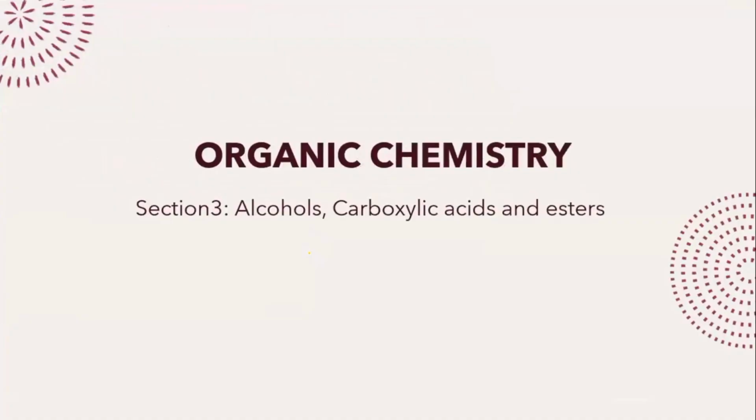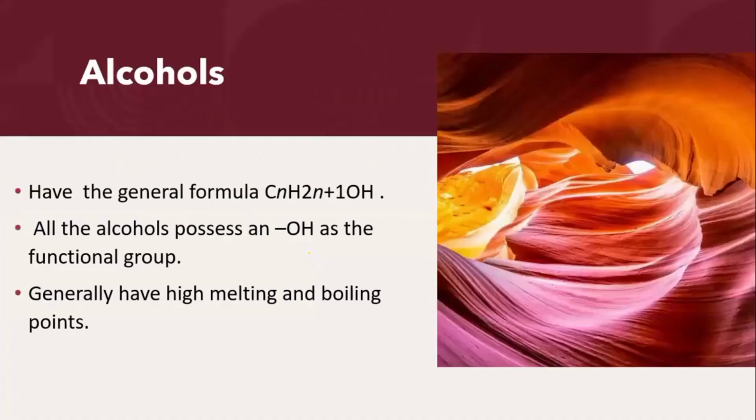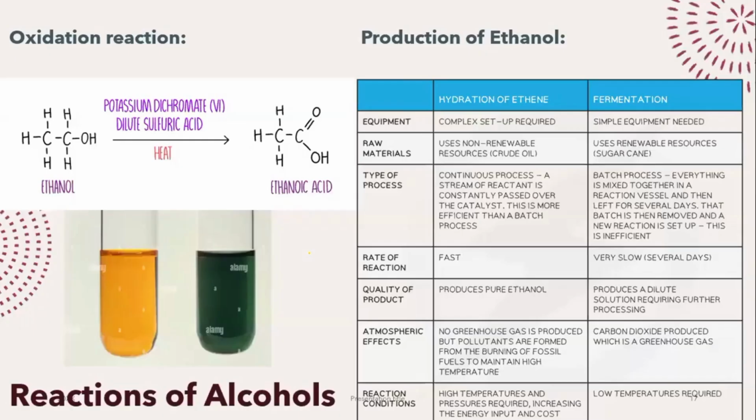Some other organic compounds that are really important for your syllabus are your alcohols, carboxylic acids, and of course you have esters. Now, starting with alcohols. Alcohols obviously have the OH functional group, right? They have the OH functional group that is present. Now, when we talk about alcohols, there are two aspects that are important for you to know. One, you need to know how we can make alcohols, especially ethanol. Ethanol is really important. And then you need to know about the oxidation of alcohols.